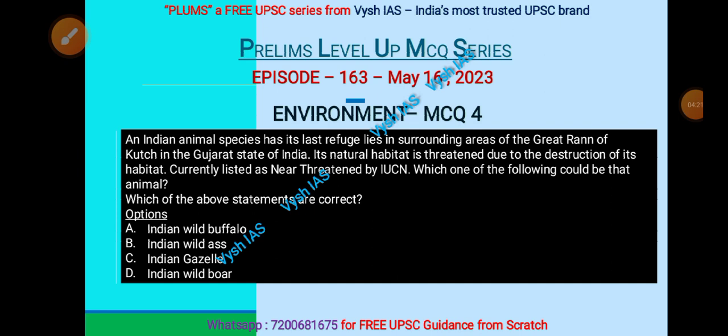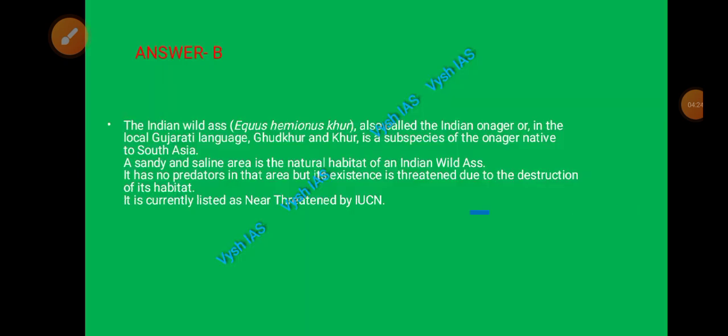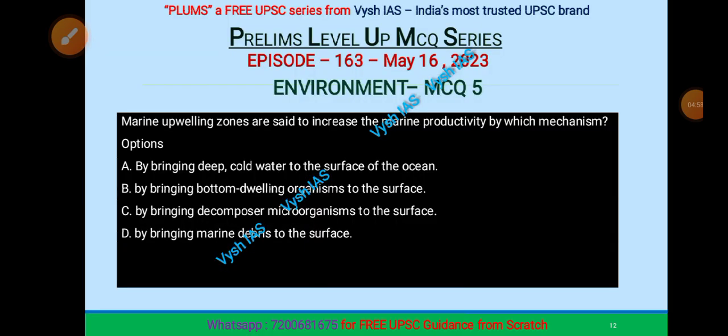So guys, now let us see the answer. It is B. The Indian wild ass, Equus hemionus khur, also called the Indian onager, or in the local Gujarati language Gudkhur. It is a species of onager native to South Asia. A sandy and saline area is the natural habitat of the Indian wild ass. It has no predators in that area, but its existence is threatened due to the destruction of its habitat, right? And it is categorized under near threatened species by IUCN.